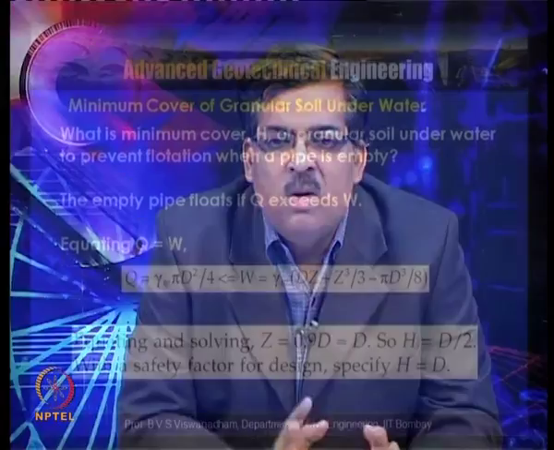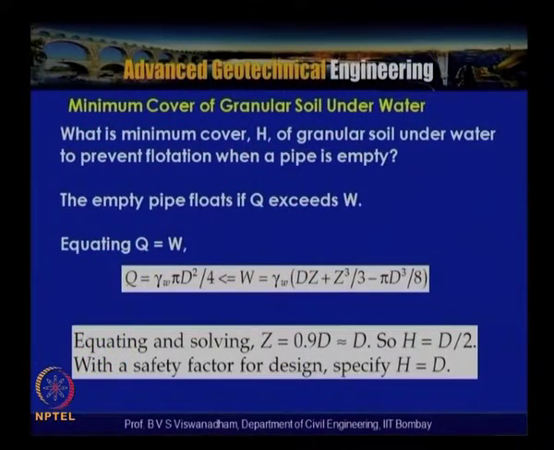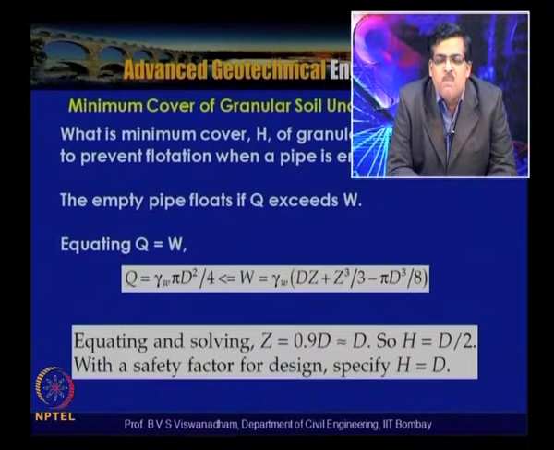So, this is the minimum cover H of granular soil under water to prevent flotation when the pipe is empty. The empty pipe floats if Q exceeds W. So, equating Q equal to W at equilibrium, Q is equal to gamma W into pi d square by 4, equal to gamma W into dz into z cube by 3 minus pi d cube by 8.